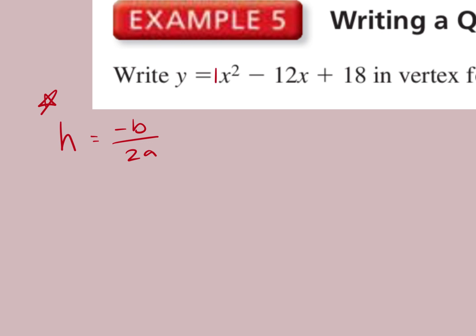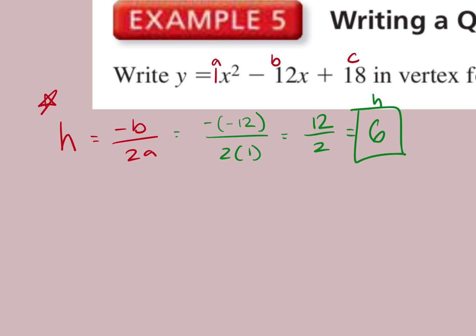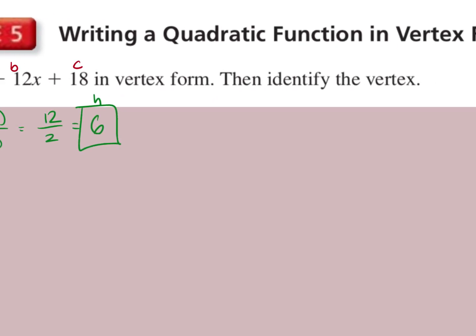1, the number in front, which would be 1. What's our b? Negative 12, and c? 18. So let's plug in a and b. So we have negative 12 over 2 times a, which is 1. So negative 12 would turn into a positive 12 over 2, which simplifies to 6. So that is our h in our vertex. For our vertex, it's h comma k. So our first number is 6.